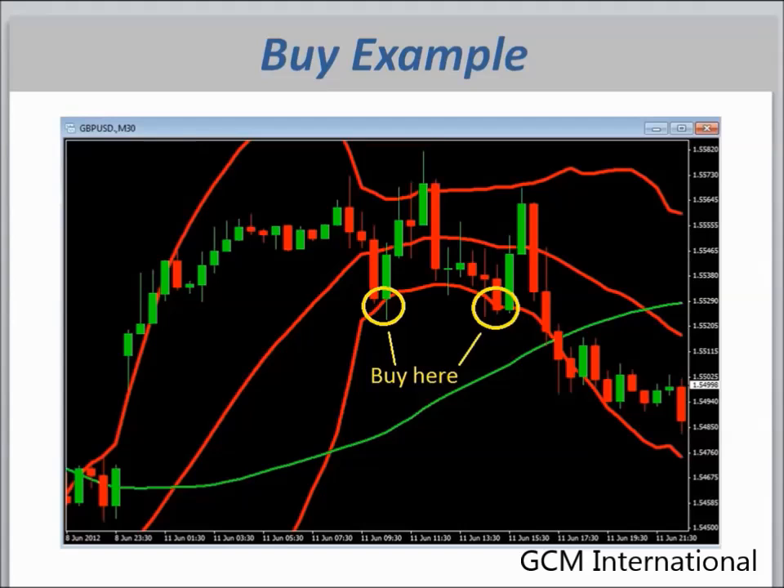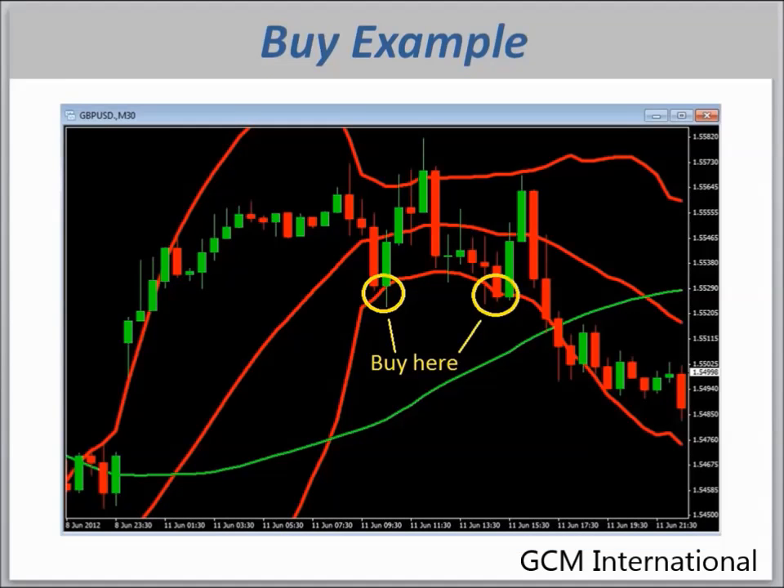So here's a buy example. Let's look at this chart over here. So here's a chart of the pound dollar. It's a 30-minute chart. So over here where we have these two little circles, we see that the pound dollar had traded to the oversold levels on the Bollinger Band. But the pound dollar was also above this green line here. The green line is a 50-period moving average. So we see we have this positive momentum. The trend was still high moving.